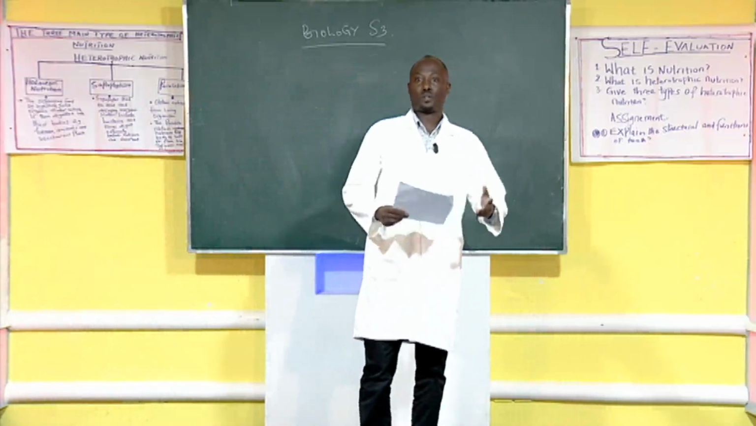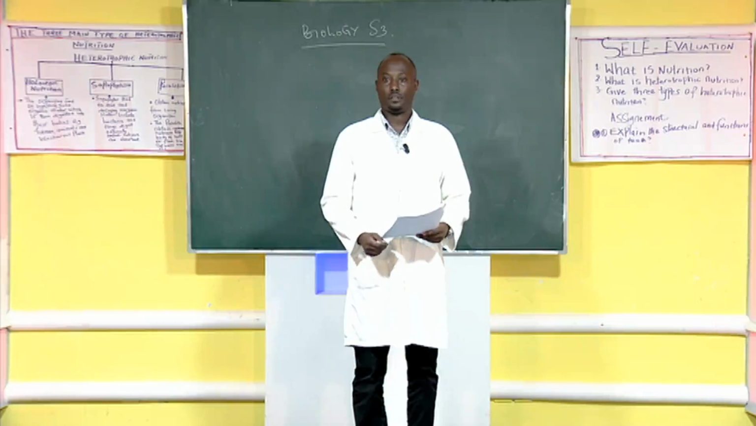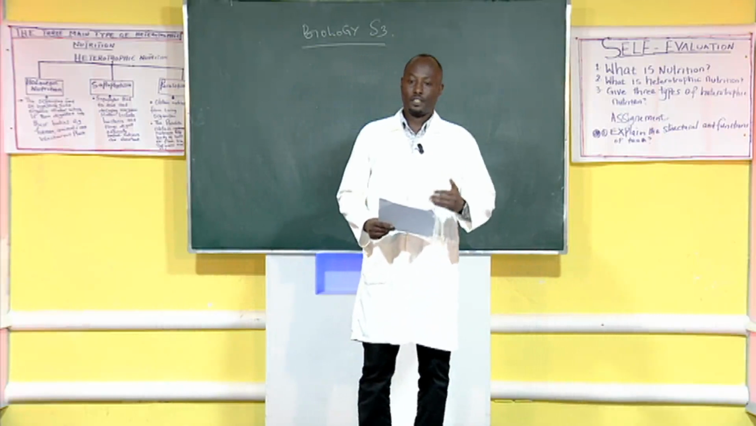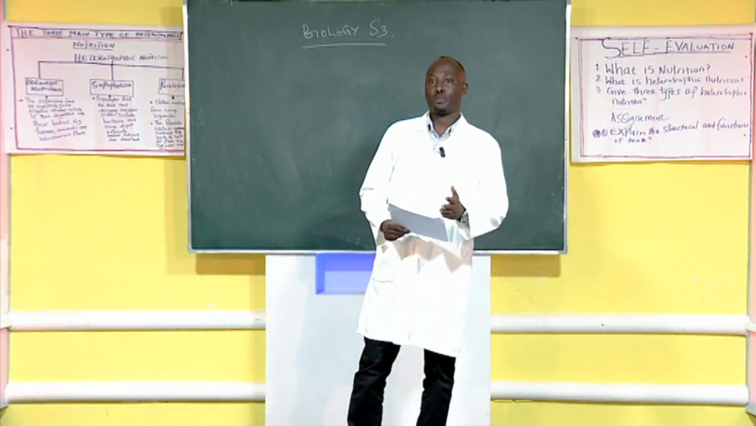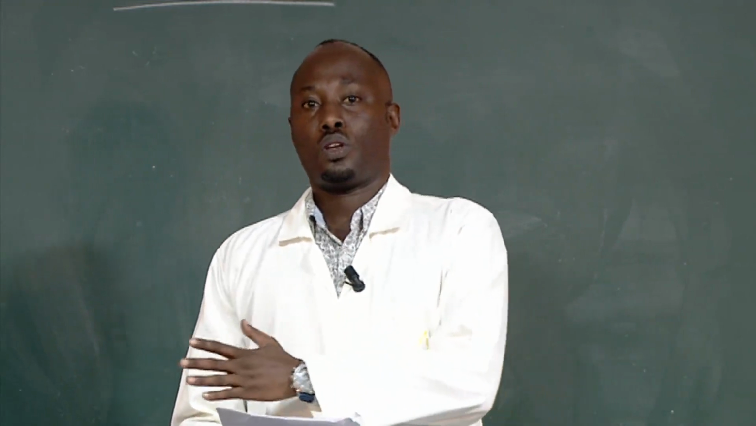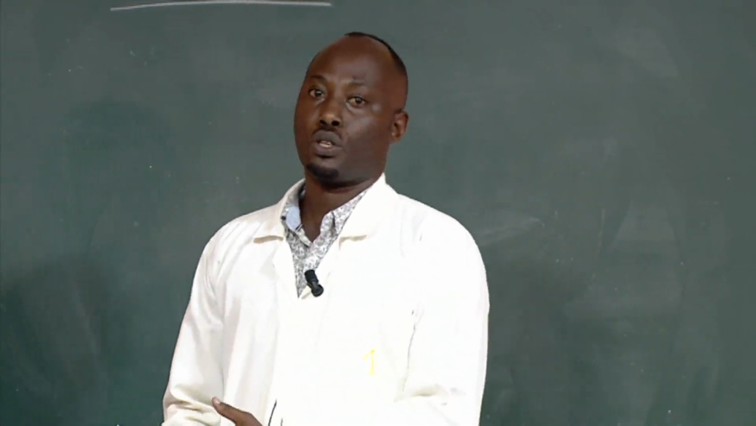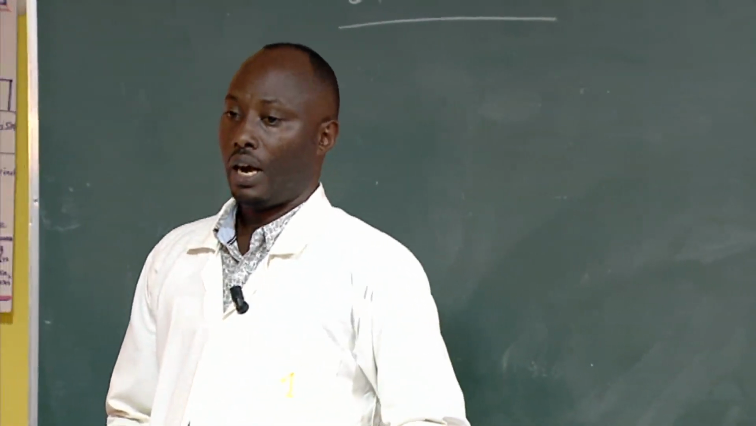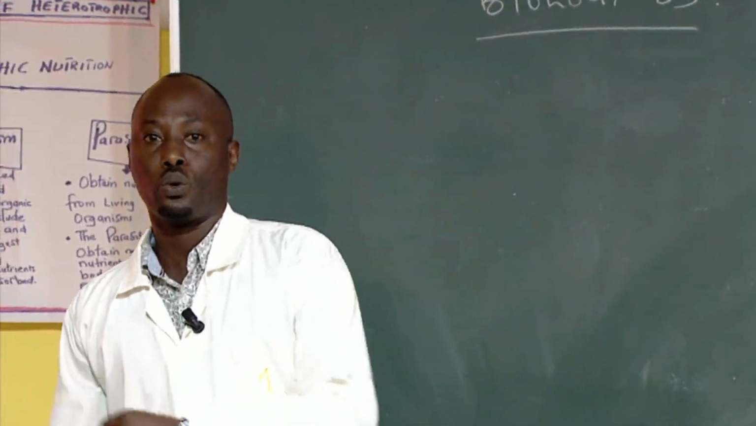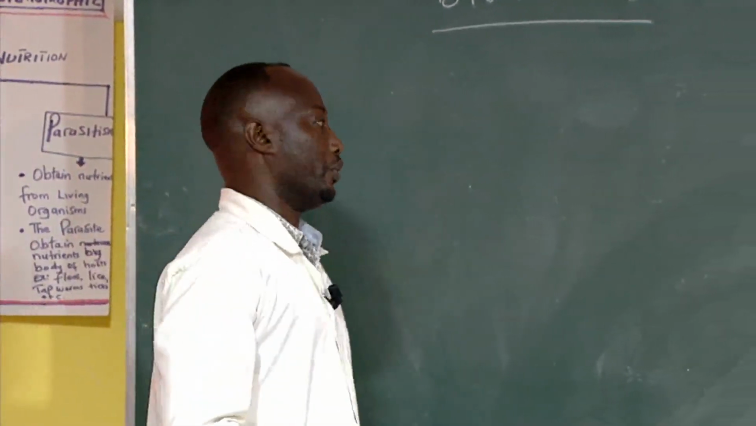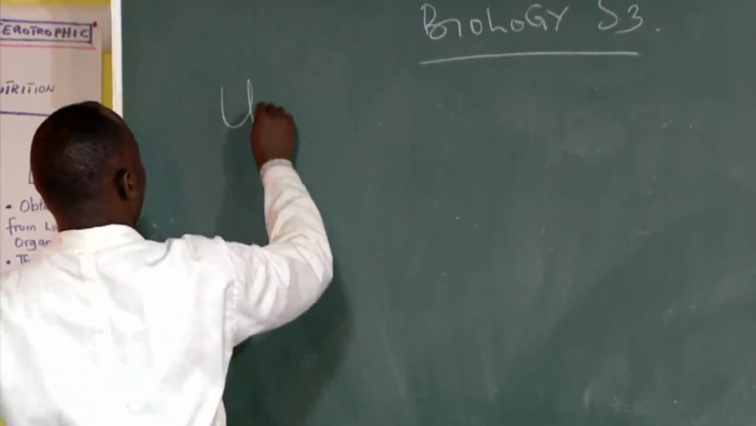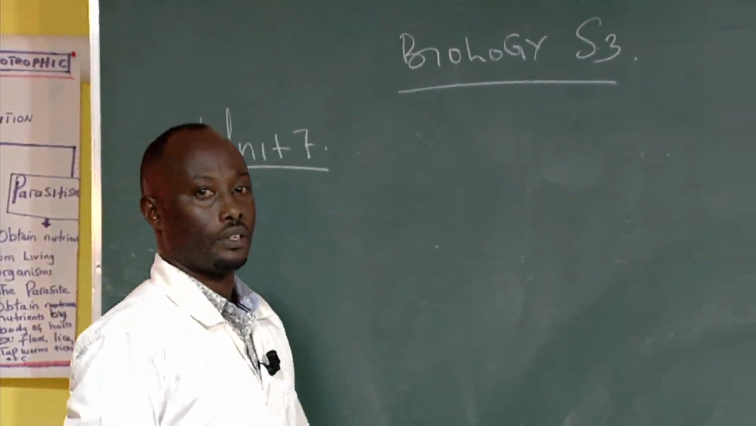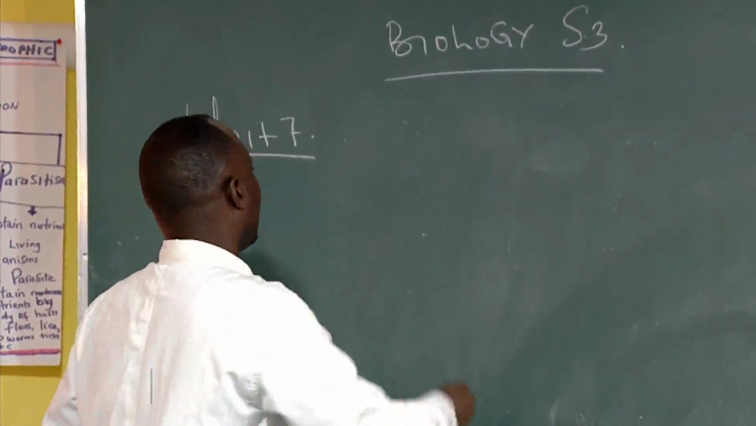Students, we are going to start our lesson today of biology. So please take your notebooks, your exercise books, and those who have the textbooks, you can have the textbooks, and we start our lesson today. Our lesson today, I will be taking you through Unit 7. It is a revision on Unit 7, which is concerning heterotrophic nutrition.